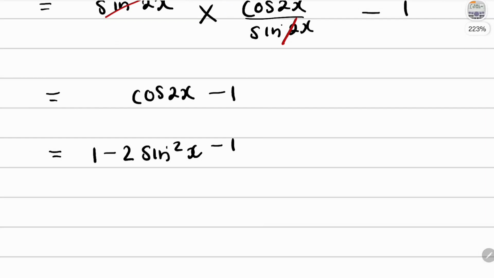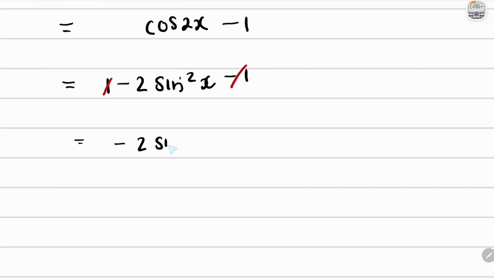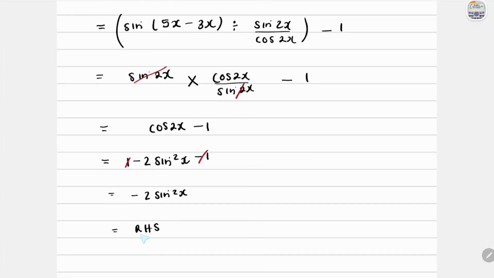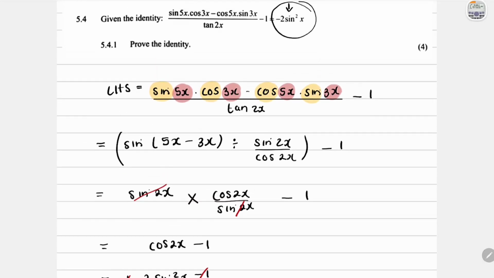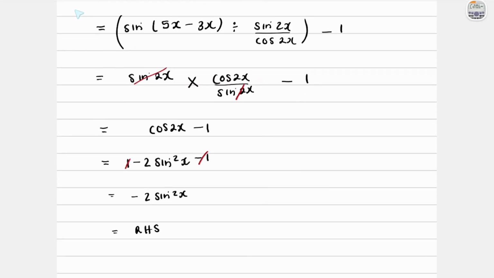So what happens here is your positive 1 would subtract with your negative 1 and become 0. And you're just left with the negative 2 sine squared x. And that is equal to your right hand side. And we have proven the identity. The left hand side is therefore equal to the right hand side. Okay, moving on to the next question that comes after this one.